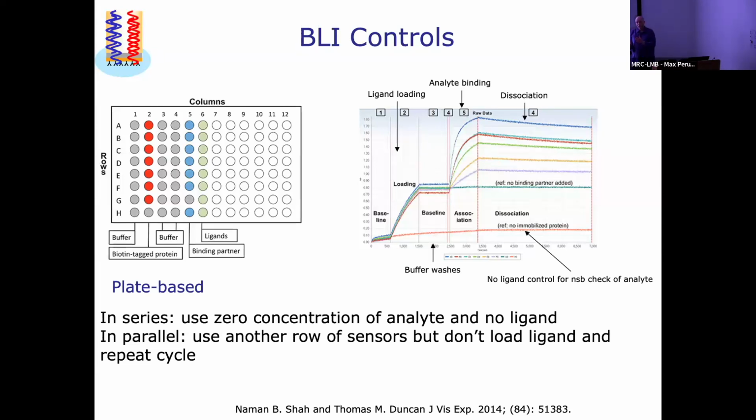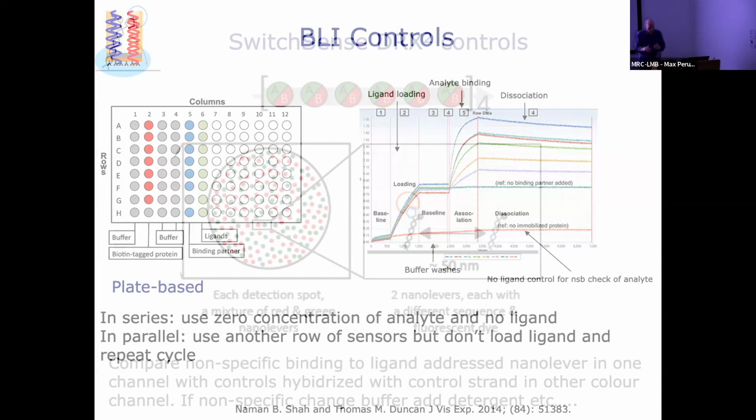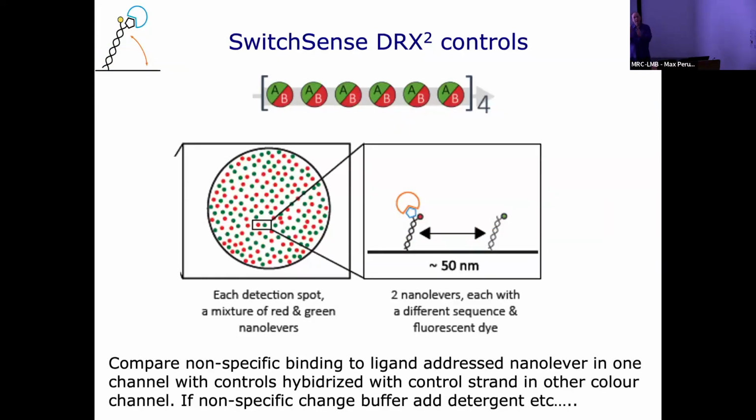Alternatively, if you need lots more concentrations, you can run things in parallel. You could have eight sensors addressed with ligand, and then eight sensors which don't have any ligand on. But of course, you then need double the number of rows of ligand at the same concentration, but you can do that all in parallel. With switchSENSE, it's all built in. There are two different colors of nanolever with different sequences, so they'll be different complementary nanolevers. You could bind your ligands to one color, and then look at the non-specific interaction on the other color.